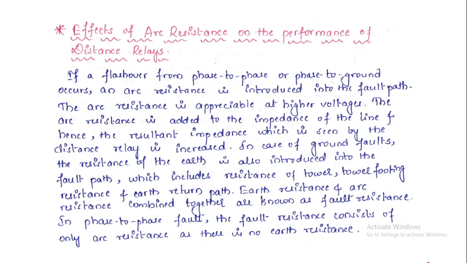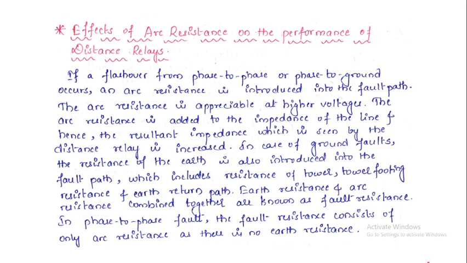In case of ground faults, the resistance of the earth is also introduced into the fault path. If I consider a ground fault, that is a line to ground or double line to ground fault, the resistance of the earth is also introduced into the fault path, which includes the tower footing resistance, the earth return path, etc.